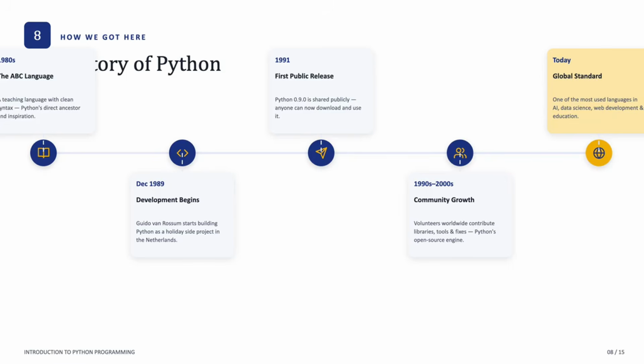Now here's something funny. Even though the language has nothing to do with snakes, the snake has become an unofficial mascot. You'll often see snake logos, snake-themed stickers, snake plush toys, and snake illustrations in Python communities. So yes, the snake became famous because of the language, not the other way around.